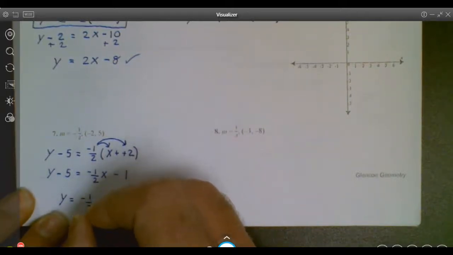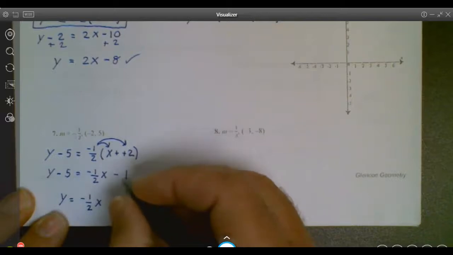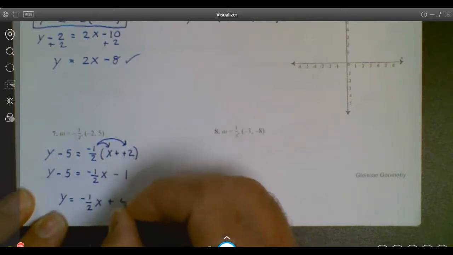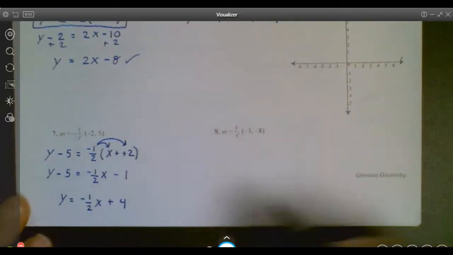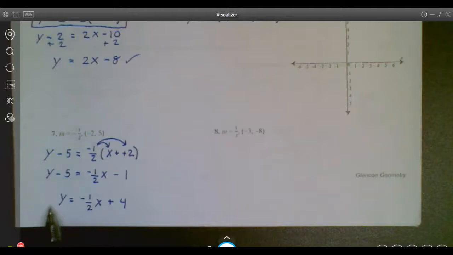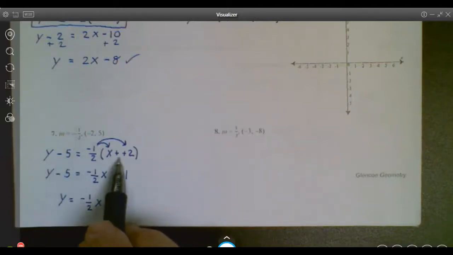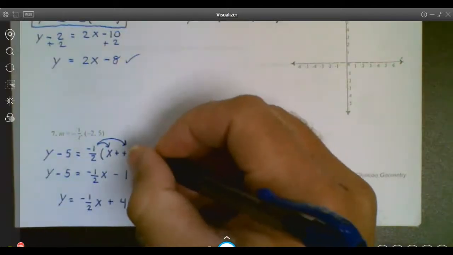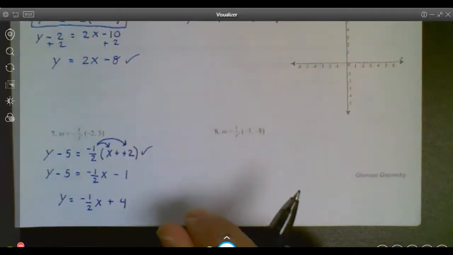So if I add 5 to this, this would be the answer in slope-intercept form. Again, just a matter of following directions. So that would be slope-intercept. This would be point-slope. This is what the directions asked for on this problem, so we would stop there.